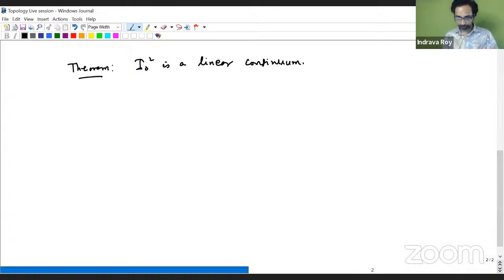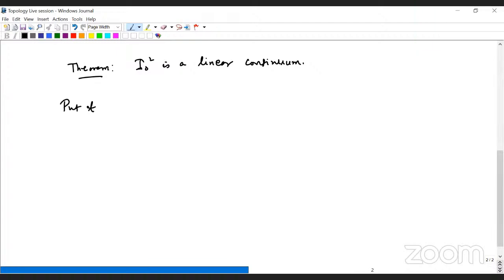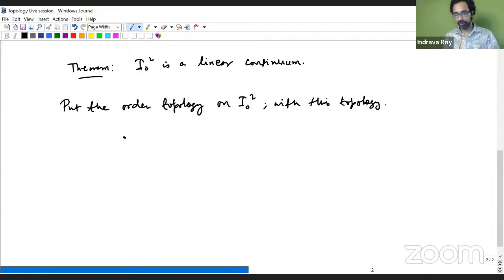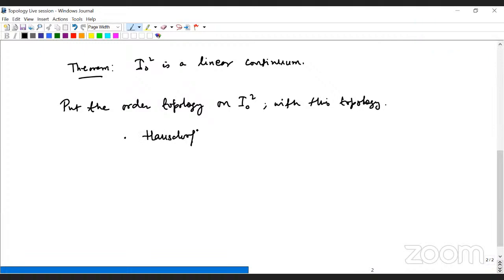Now we can put the order topology on I0 square. With this topology, the first thing to know is the properties of this topology. So what are the basic properties? The first is that it is Hausdorff.